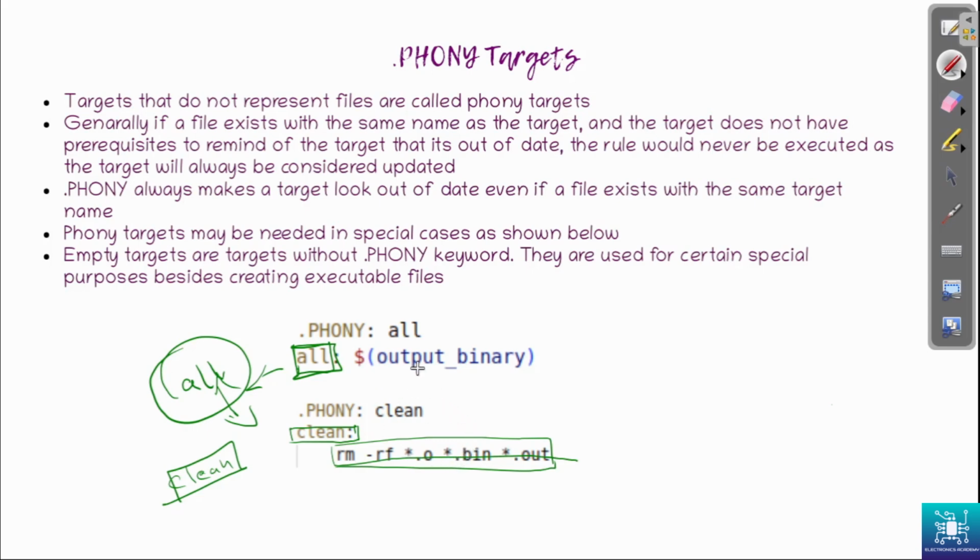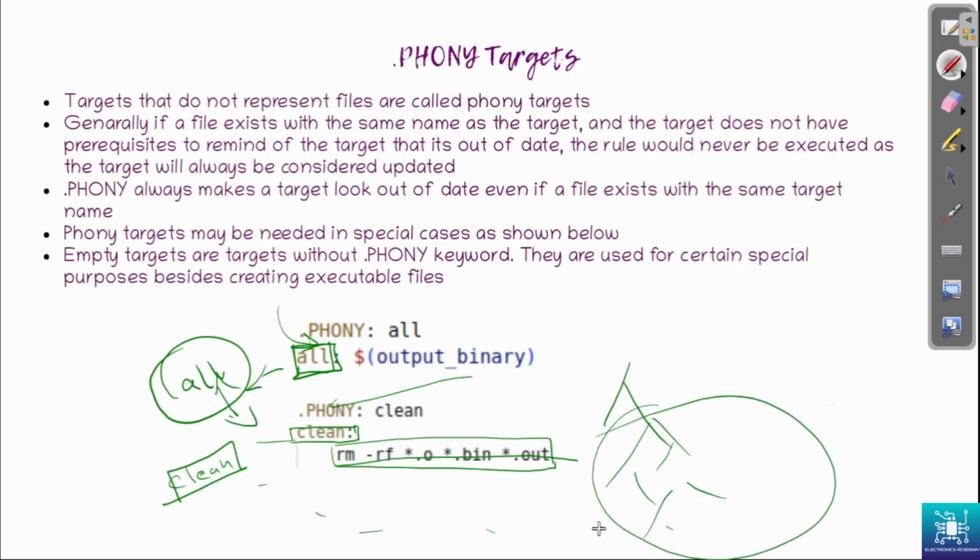But suppose this output binary depends on other prerequisites, and if they have file names, even if you do a make all, it will get into the make all and parse the dependency tree, and if it sees that these files have not changed, it will still tell you that nothing is there to be made, but at least it will go into the make process and do that dependency check.